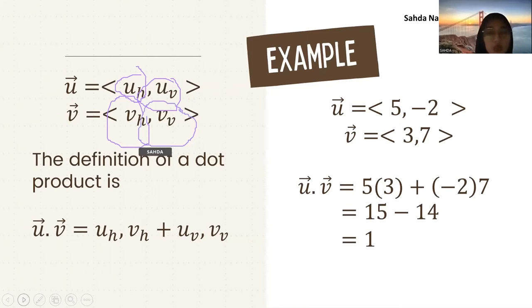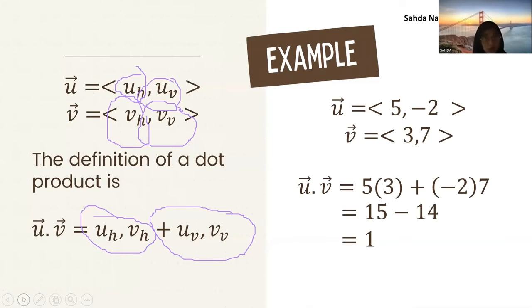Now, according to this definition, the way we calculate a dot product is fairly simple: you take the product of the horizontal components, and you take the product of the vertical components, and then you find the sum of those products. Okay, how to calculate the product with this example? I have two vectors. We're going to find the dot product of vector U and vector V.